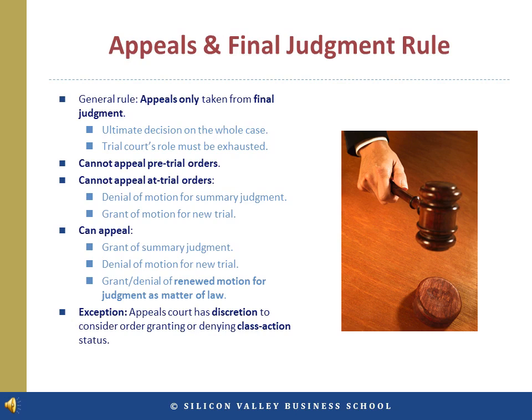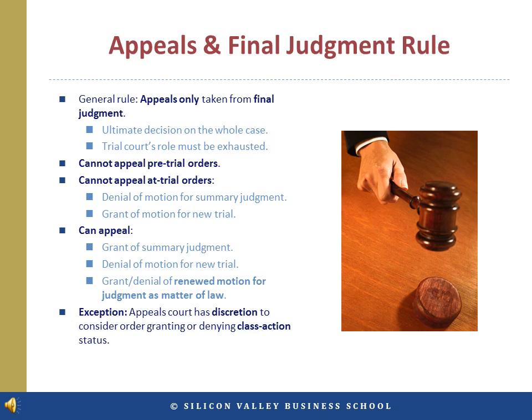Parties cannot appeal motions at trial, such as a denial of motion for summary judgment, as the trial court has not yet completed its process. A grant of motion for summary judgment is appealable, as it represents the ultimate decision on the whole case.